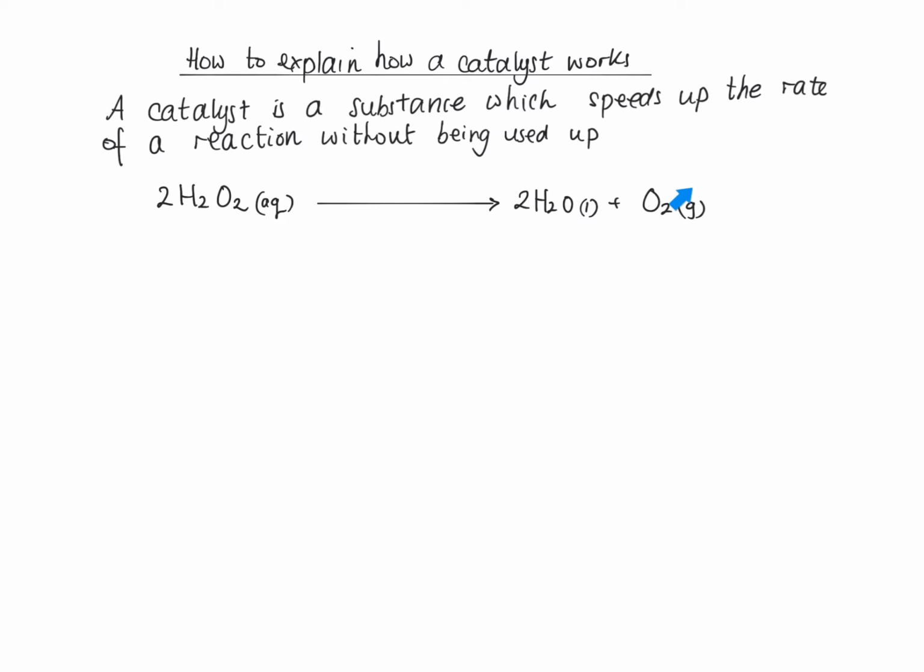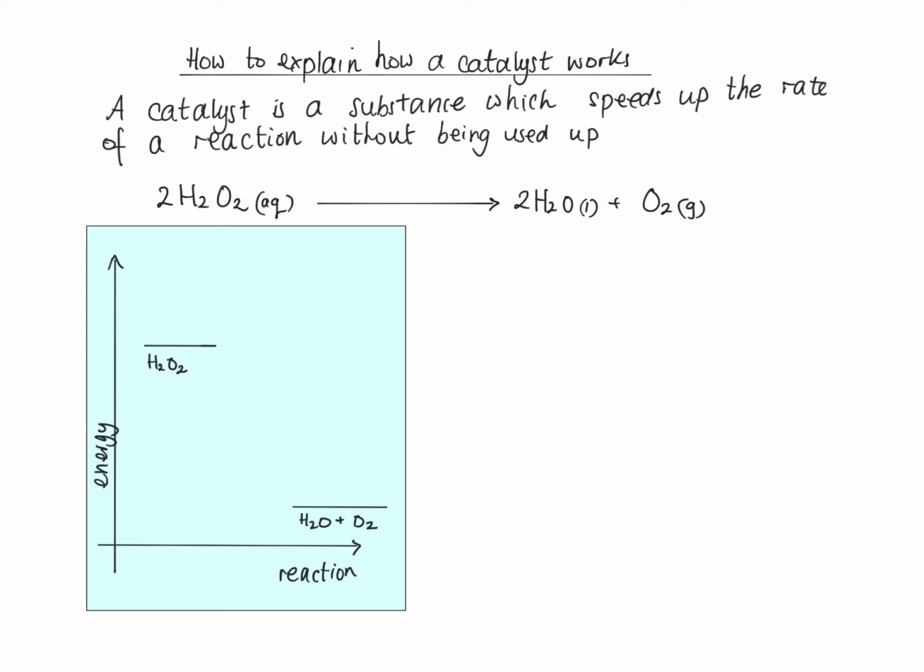give water and oxygen, and usually this reaction is done in a measuring cylinder, and there's washing up liquid and it creates a kind of a big foam plume at the top of the measuring cylinder. So for this reaction, which is exothermic, we can explain what's happening in the reaction using a diagram like this.